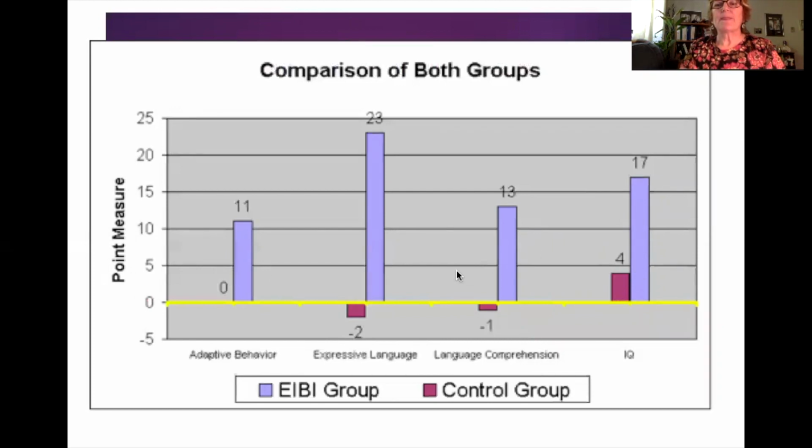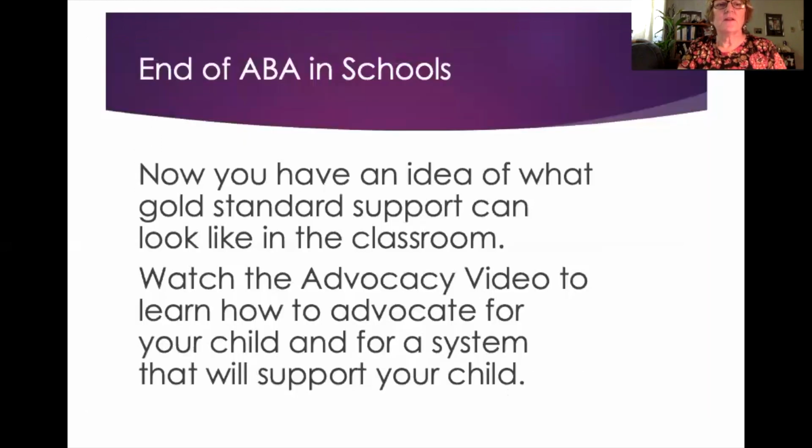So you can see, if you're asking a parent, which group would you have wanted your child to be in? General education, one-on-one support through general education, or one-on-one support with ABA? And we're not talking about spending more money here. We're talking about same amount of money, just teaching in a different way. Okay, so that's the end of ABA in schools, and I'm hoping that you have an idea of what gold standard ABA support can look like in the classroom.